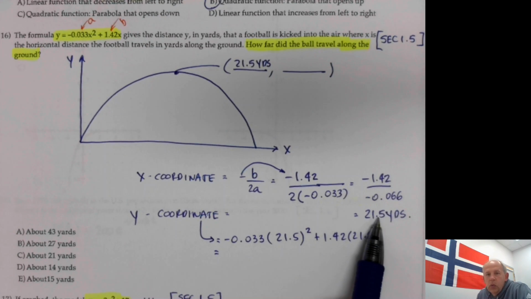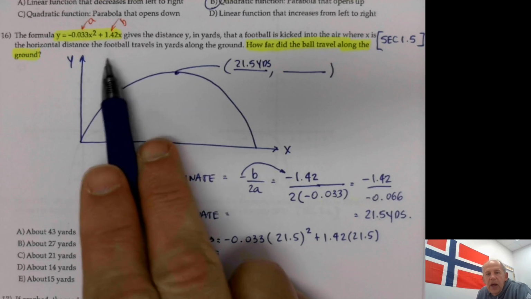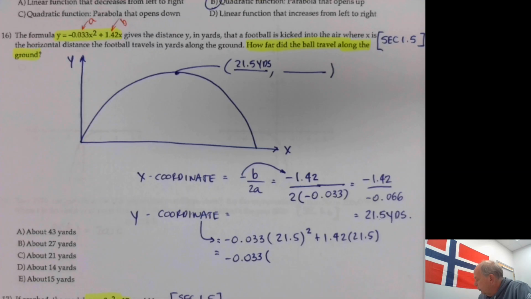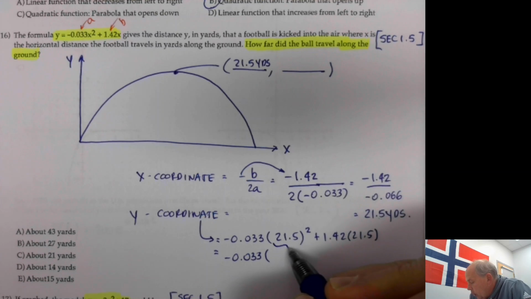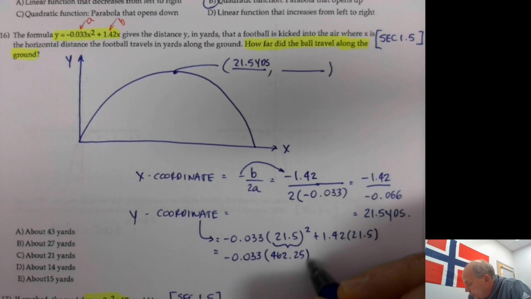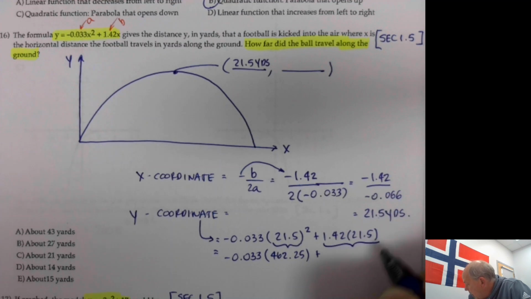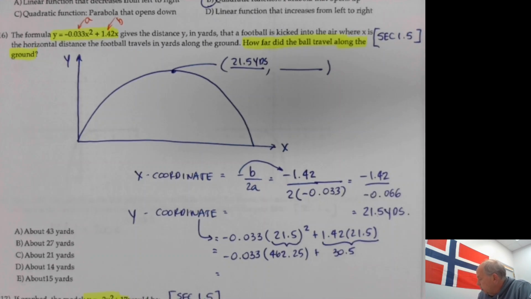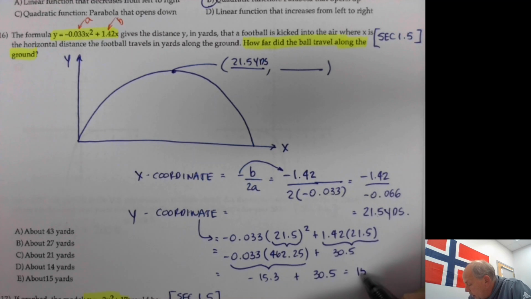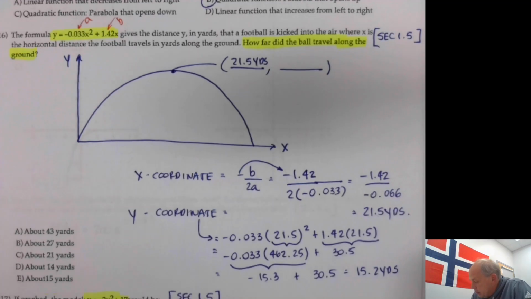So I plugged in the x coordinate, which is 21.5, into the model wherever I had an x. I have negative 0.033, and I have to square 21.5. That's going to give me 462.25. I'm going to multiply those two together and add. So I multiply these two, and I get negative 15.3. I add that to 30.5. I would get a y coordinate of 15.2 yards.